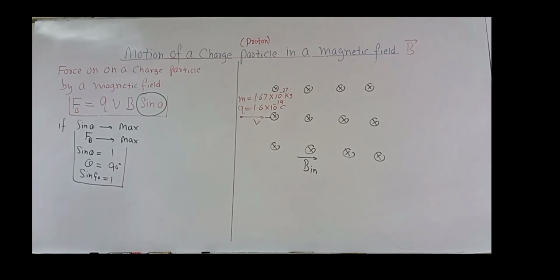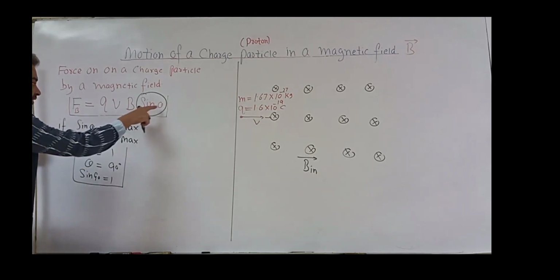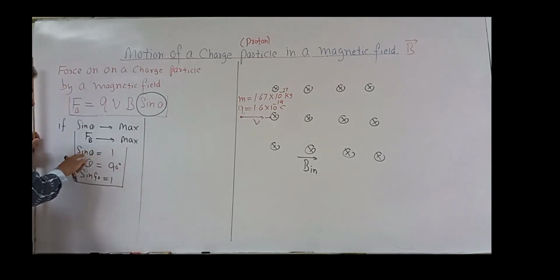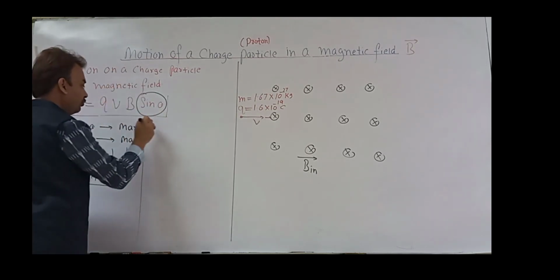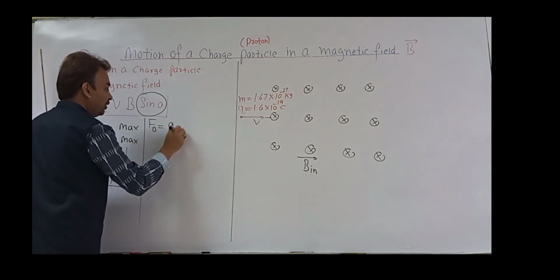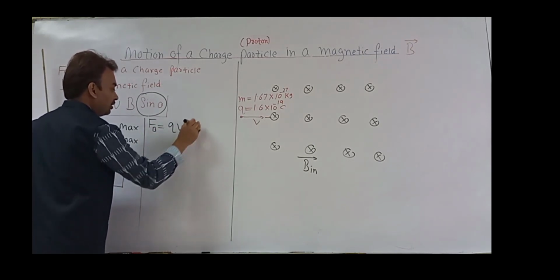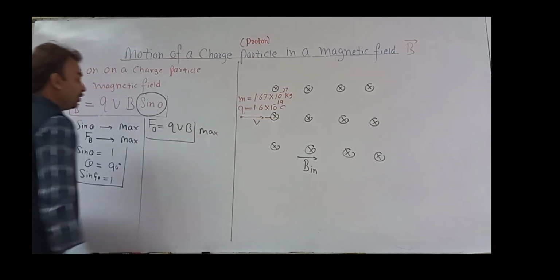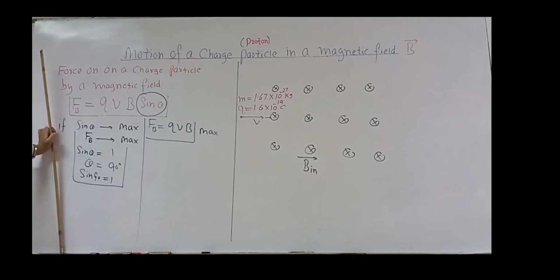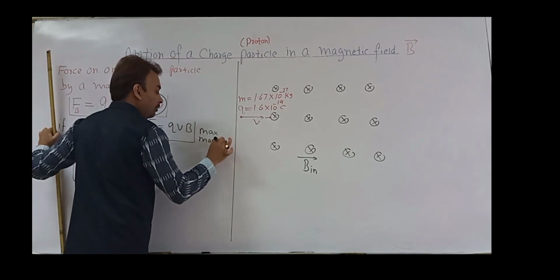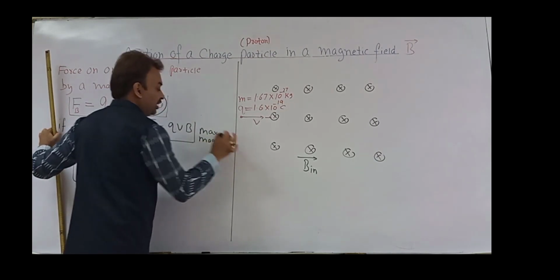So now if we place theta equal to 90 degrees, what will we get? Theta is equal to 90 degrees and sine 90 is equal to 1. Now the magnetic force acting on the charged particle will be QVB. And this will be the maximum magnetic force, right? So this is the maximum magnitude of the force acting on the charged particle.